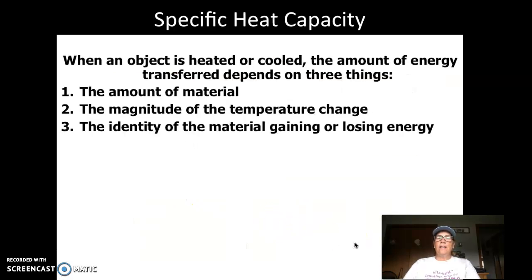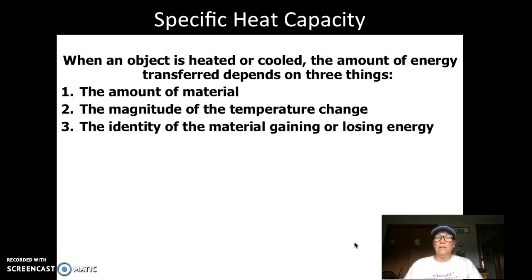Okay, so when an object is cooled or heated, either or, there's a couple things that are going to happen. You're going to transfer heat. Now, how much heat gets transferred depends on how much material you have. There's going to be a difference between 50 milliliters of water and a big gallon of water. Then the magnitude of the temperature change: are you changing the temperature 2 degrees? Are you changing the temperature 200 degrees? That makes a difference. And then what substance are you doing this to? If you're using a metal, it's going to be different than if you're using water. So these three things are what counts, so they're in the formula.